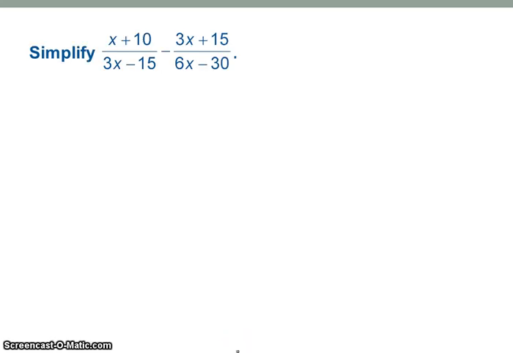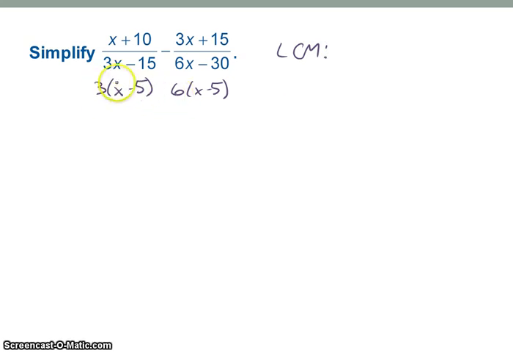Let's look at another one, and this one is subtraction. So again, we do not have a common denominator, so let's factor and see what our pieces look like. Here I have a common factor of 3. When I take out a 3, I've got x minus 5. Here, when I take out a common factor, I have a factor of 6, so I have 6 times x minus 5.